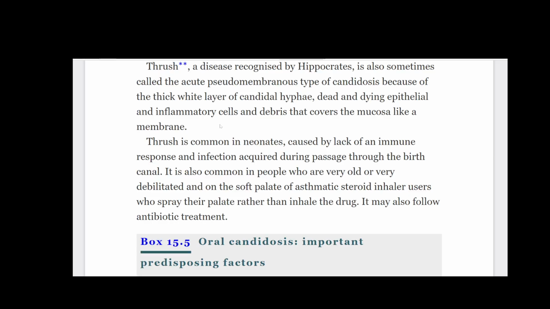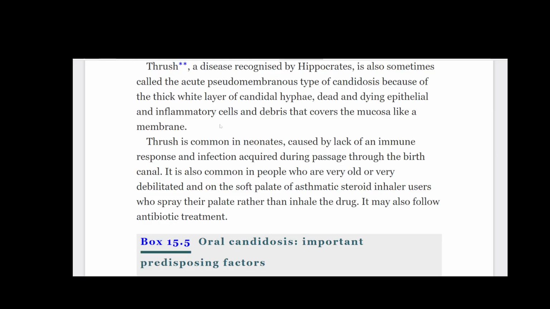Thrush is common in neonates, caused by lack of an immune response and infection acquired during passage through the birth canal. It is also common in people who are very old or very debilitated, and on the soft palate of asthmatic steroid inhaler users who spray their palate rather than inhale the drug. It may also follow antibiotic treatment.